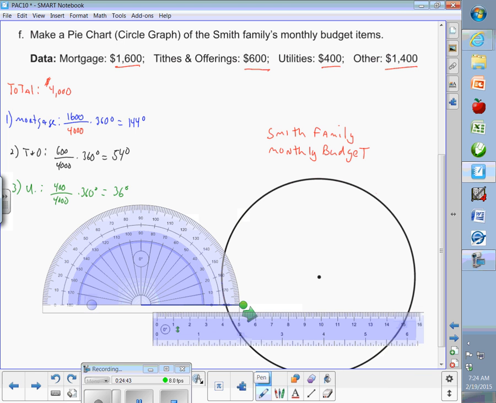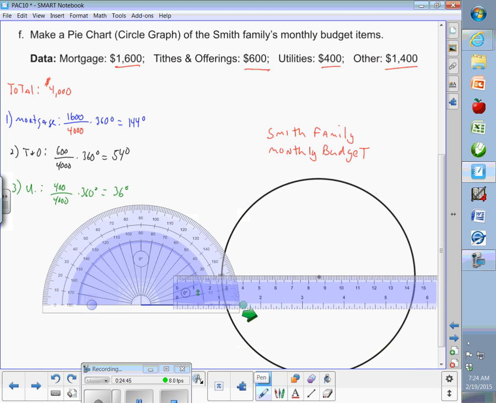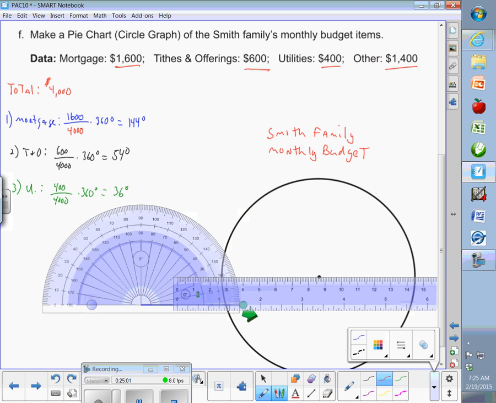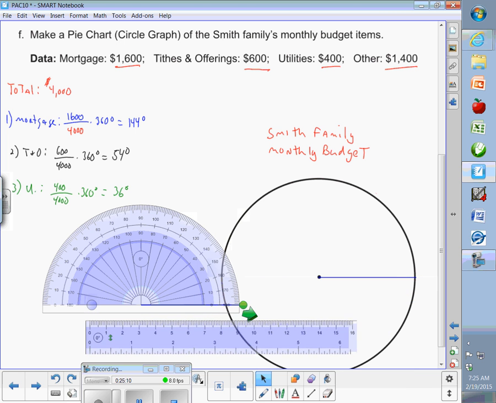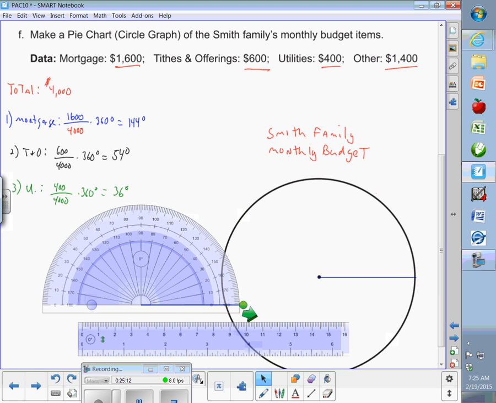I'm going to take my ruler here. I'm going to line it up with the center of the circle. By the way, if you used a protractor, you made a hole in your paper. I would take your pencil and make sure that that hole is clear. You need to use the center of the circle. All right, and so I'm going to take my ruler and draw a line from the center of the circle out to the circle to the right. This is the way I like to do my pie charts. So that's one side of my 144-degree angle.